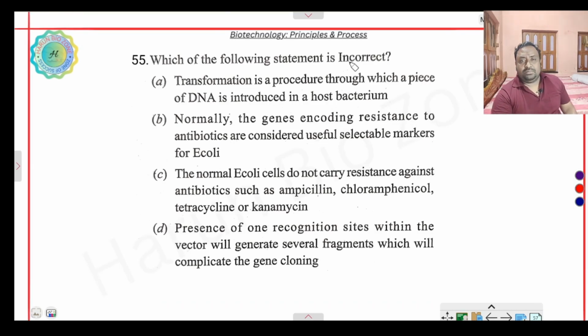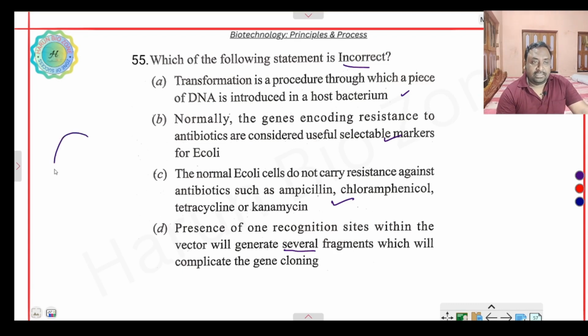Which of the following statements is incorrect? Transformation is a procedure through which a piece of DNA is introduced into the host bacterium. Right. Normally, the genes encoding resistance to antibiotics are considered useful as selectable markers. It is also the right answer. The normal E. coli cell does not carry resistance against antibiotics. Right.